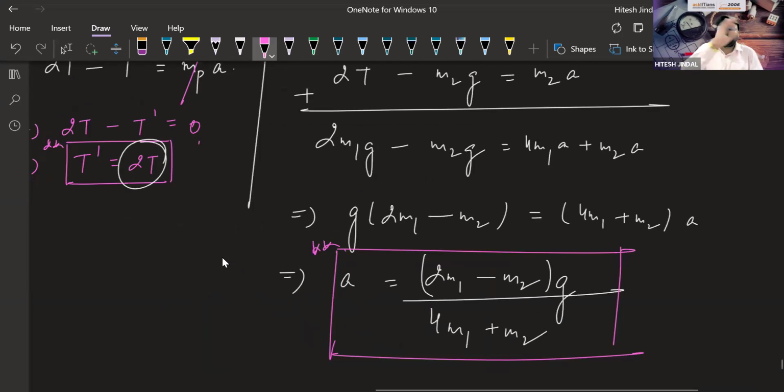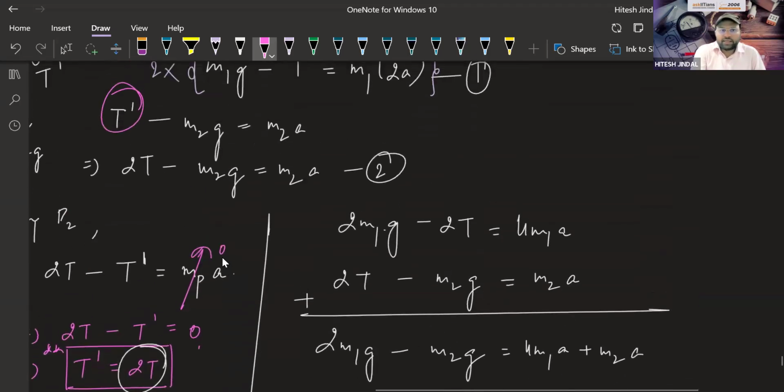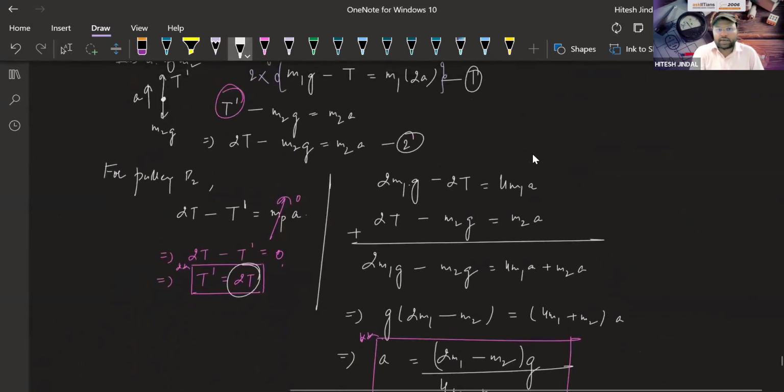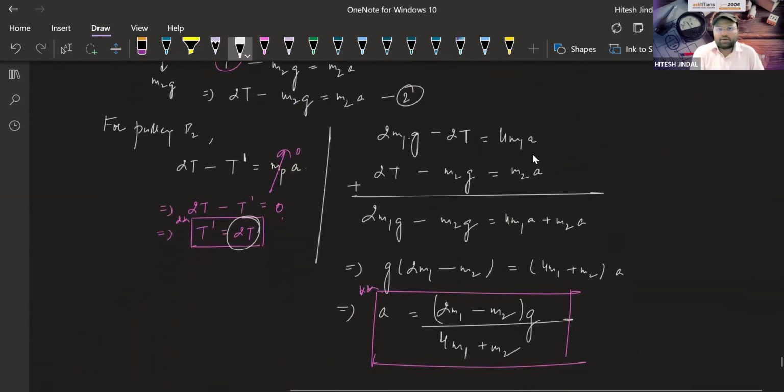You have to understand all the points that we have discussed here, right? And now as we have got acceleration, we can find the tension's value, right, from any equation. Can you find it? Please look at this and let me know if anything has to be told again, or if you have any other doubt.